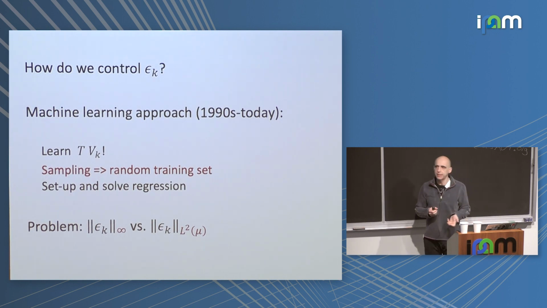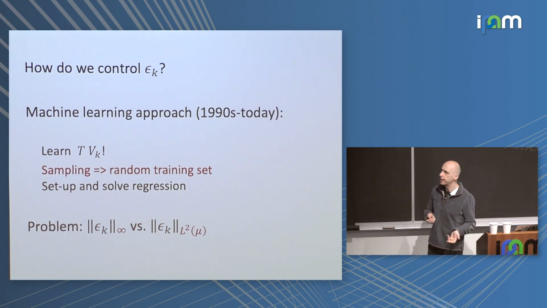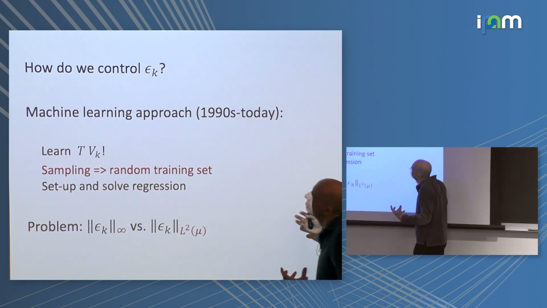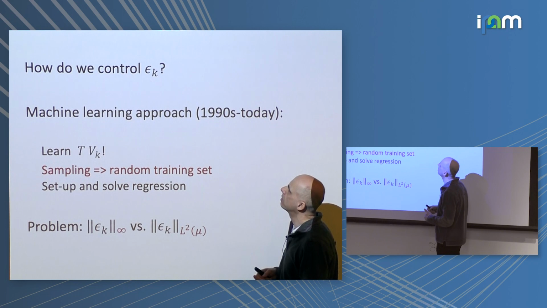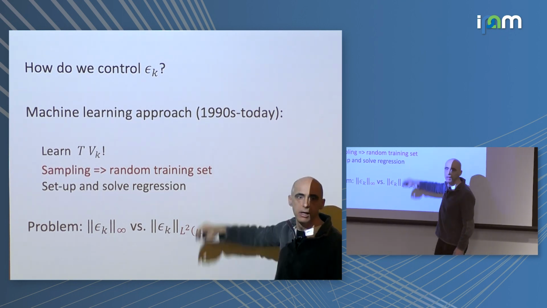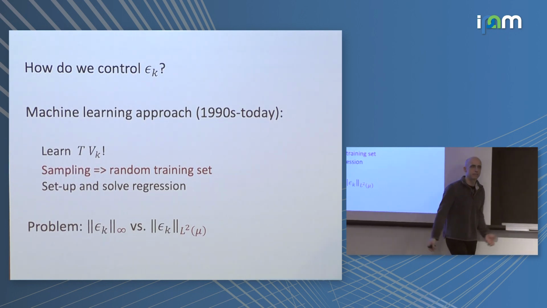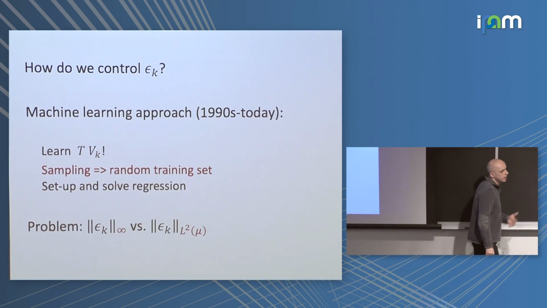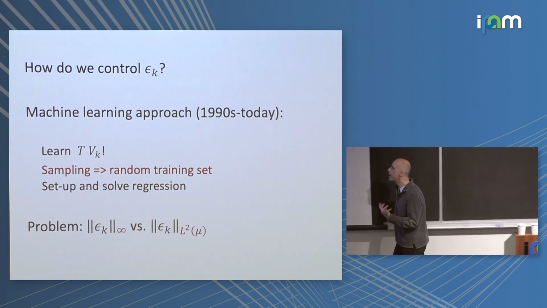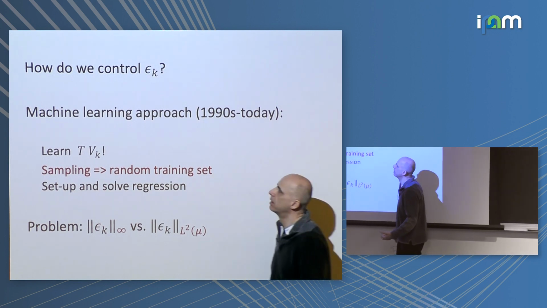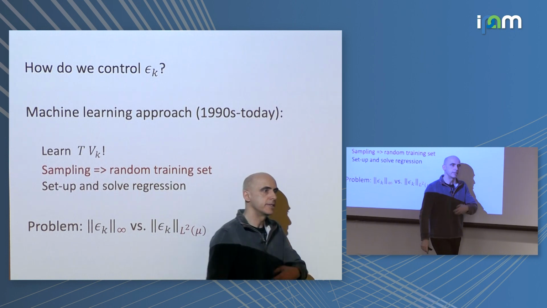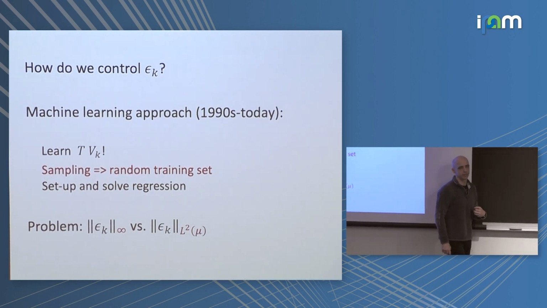So the question is, can we control these errors? And how do we control them? And so early on, there was some thinking about how to control this error. But this really took off when machine learning became a bigger thing in the 90s. So that's how I remember it, at least, where the thinking was just that, well, we could set up a learning problem to try to approximate the to-be-updated value function.